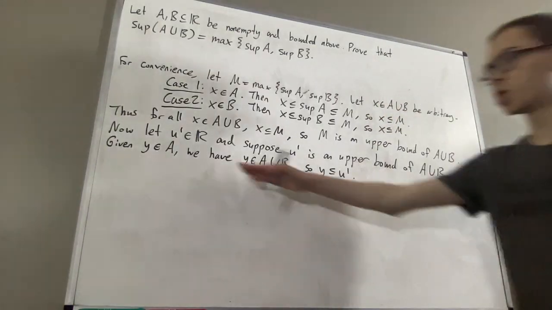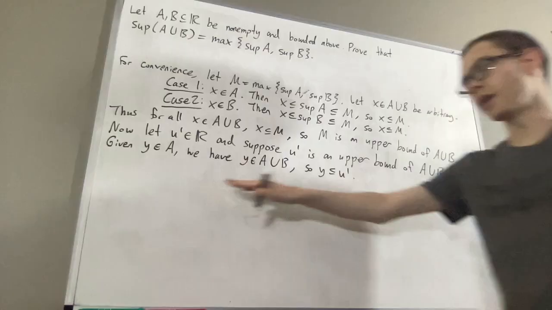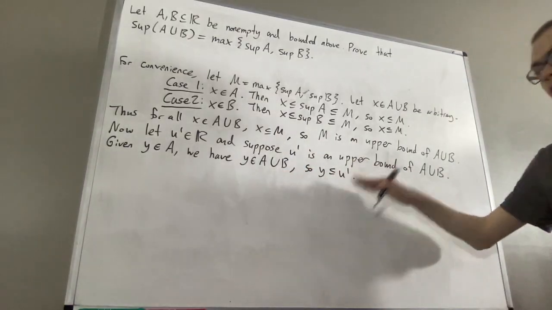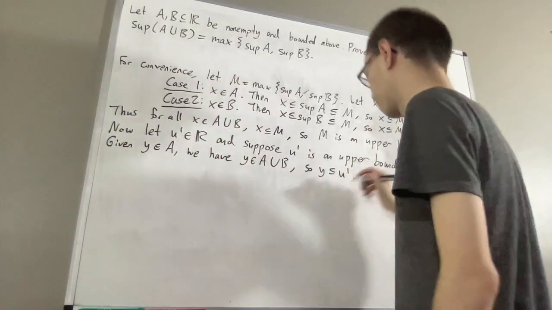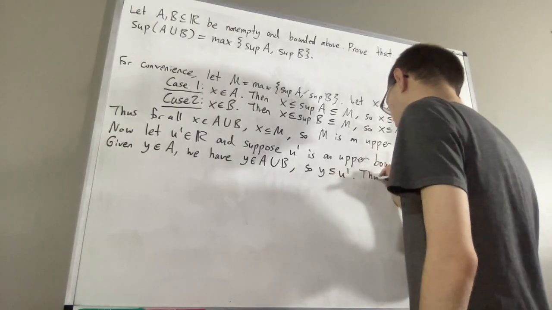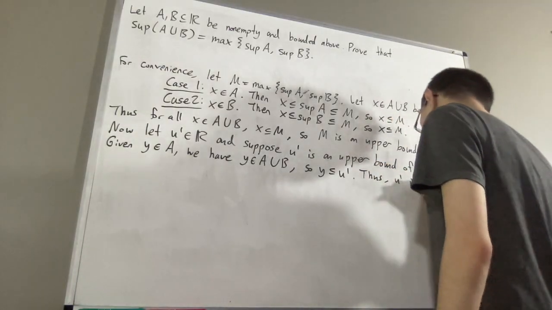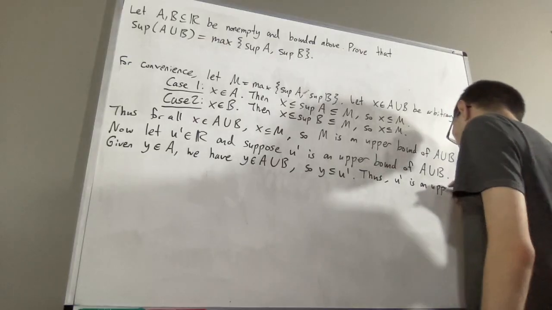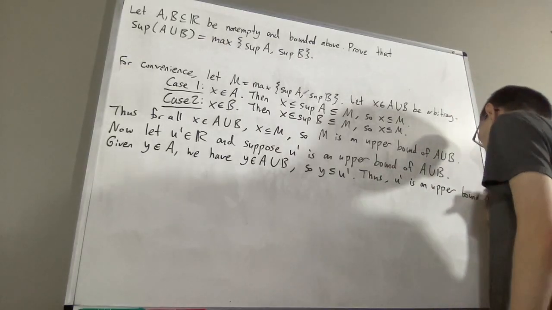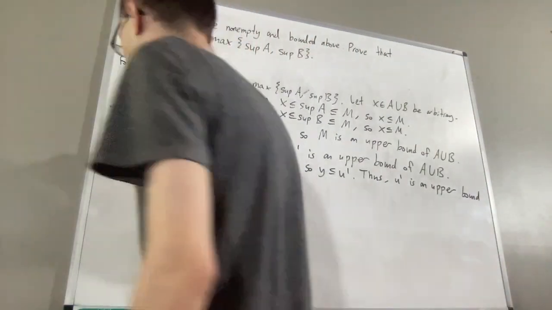So that's it. This shows if y is any element of A, then y is less than or equal to u prime. So u prime is an upper bound of A, right? Thus, u prime is an upper bound of A. A similar argument shows u prime is an upper bound of B.